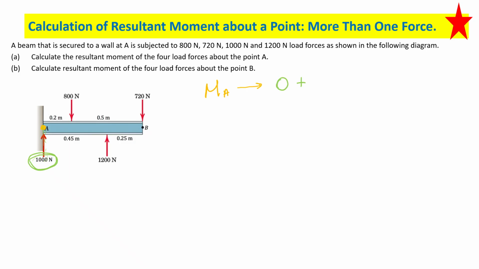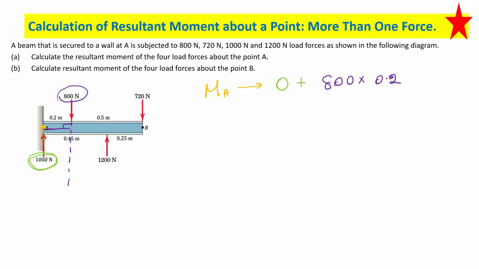Okay, now how about the next one? Tell me, this one, 800. Is it making a moment? It's not going through the point. So it is 800 times the perpendicular distance. So what is the perpendicular distance? From A to the line of action of the force. So you extend the line of action of the force and you draw a perpendicular line, 90 degrees. That distance is 0.2. Agree? Am I right?